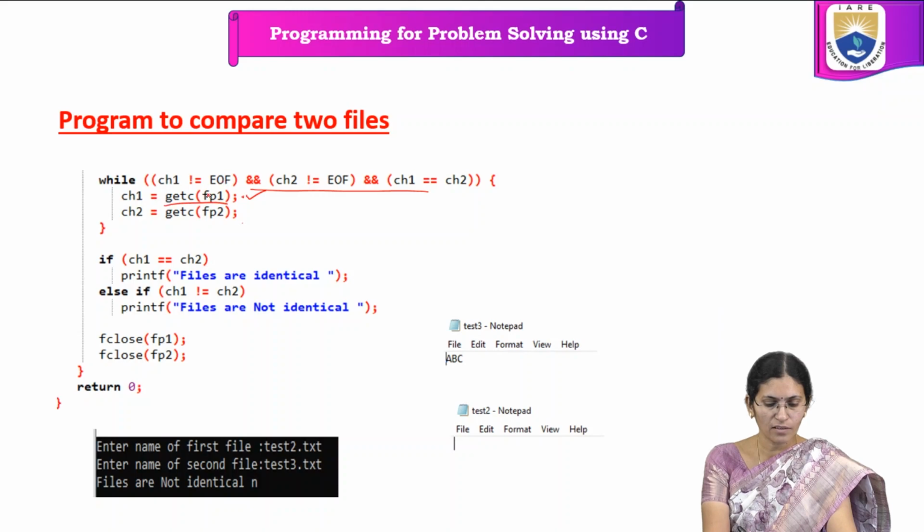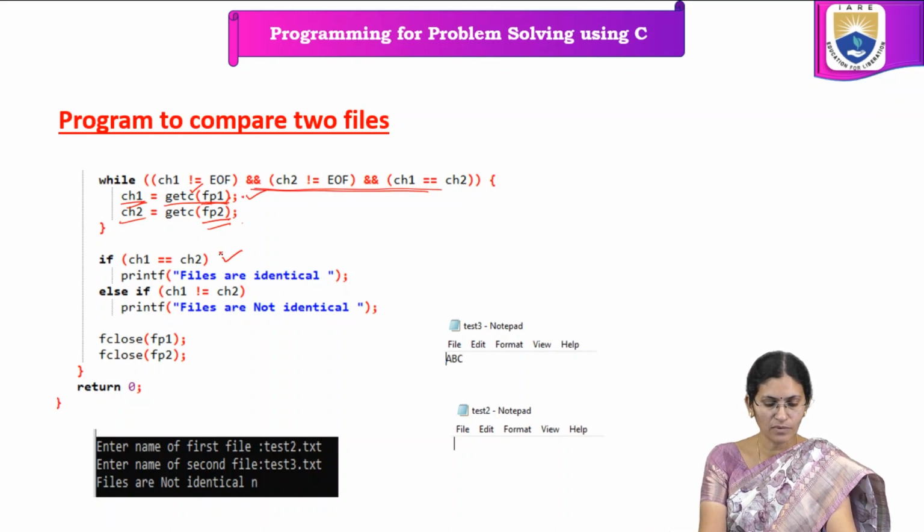So the getc function reads a character. It reads each character in the file pointed to by fp1 and stores it in the variable ch1. Similarly, ch2 will store the character of the file fp2. If ch1 is equal to ch2, this will go on repeating till this condition becomes false.